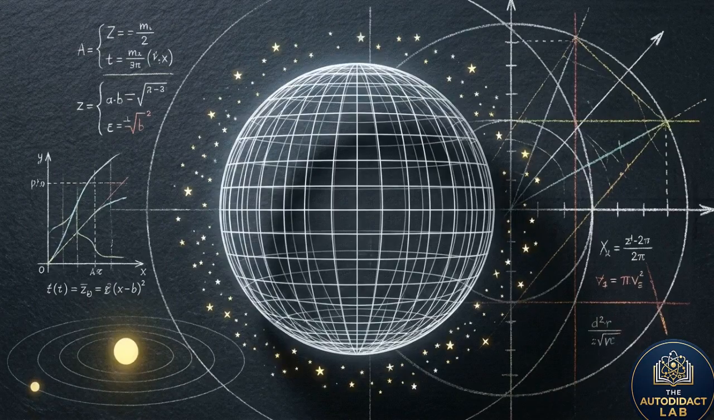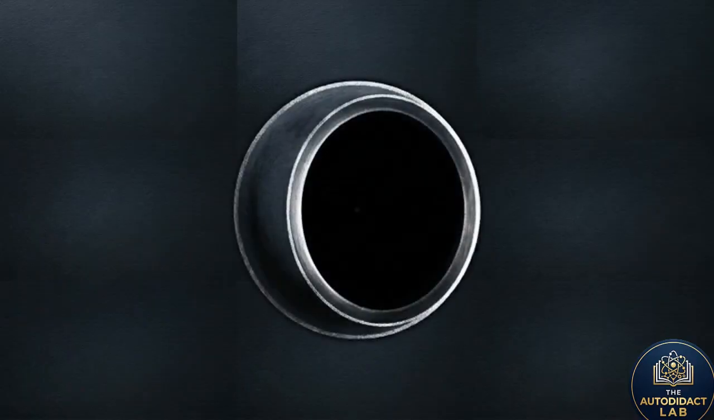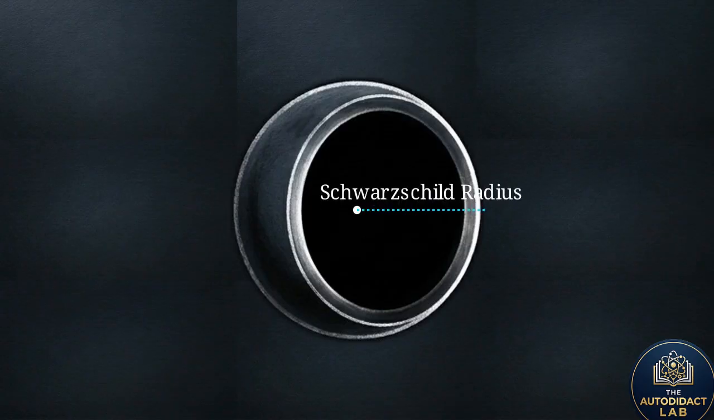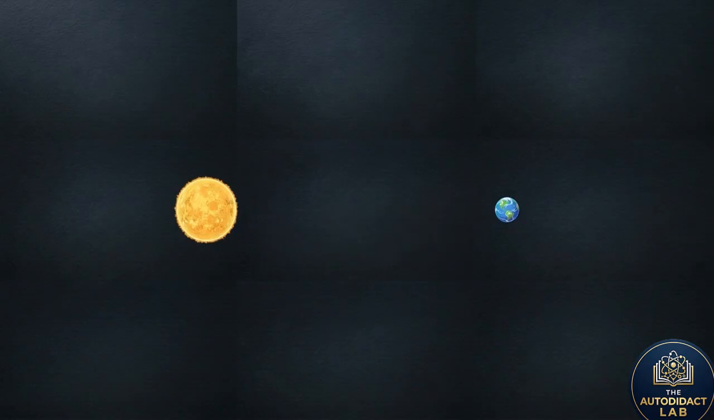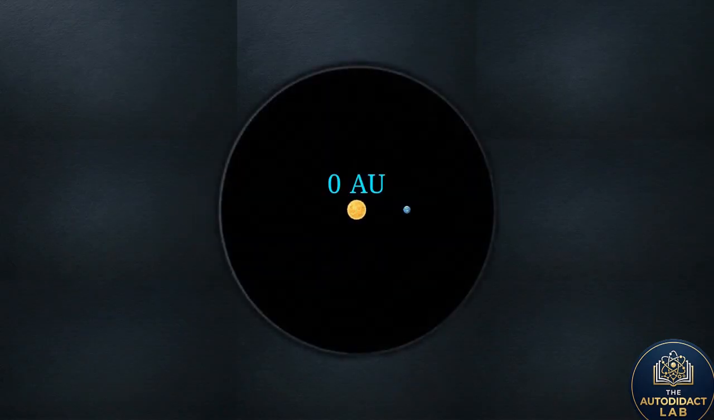The black sphere in these models is a mathematical boundary rather than a physical surface. Astrophysicists call this boundary the Schwarzschild Radius. It marks the exact physical distance from the central singularity to the event horizon, the point where the escape velocity exceeds the speed of light. To measure distances on this scale, we use the astronomical unit, or AU. 1 AU is the distance from the Earth to the Sun, roughly 93 million miles.